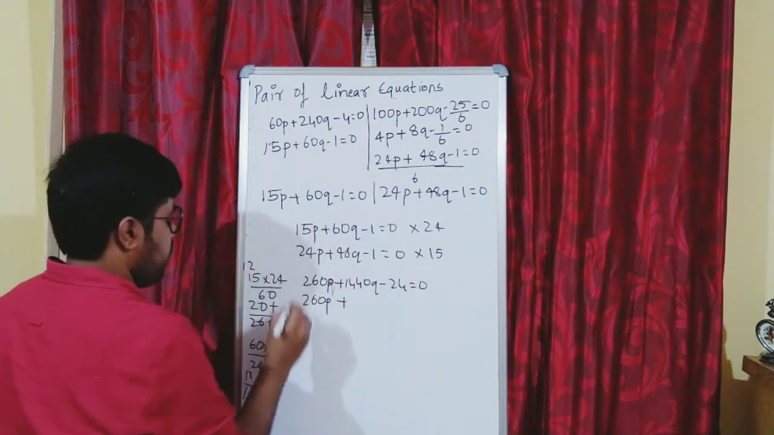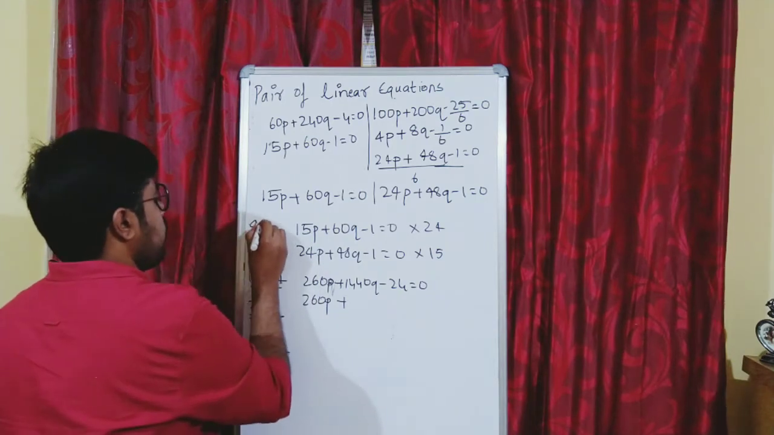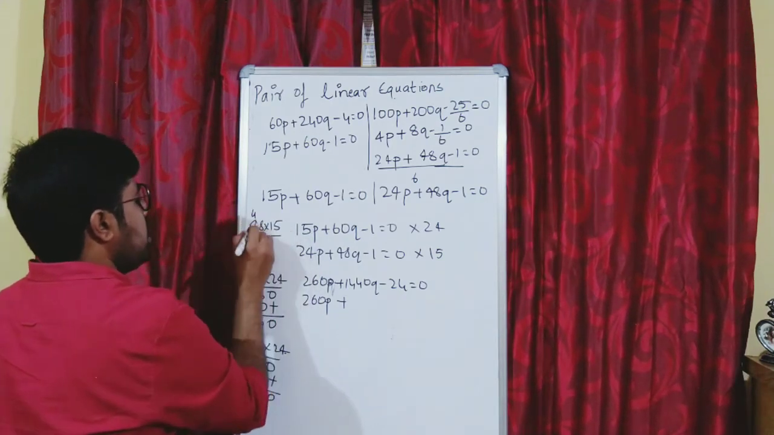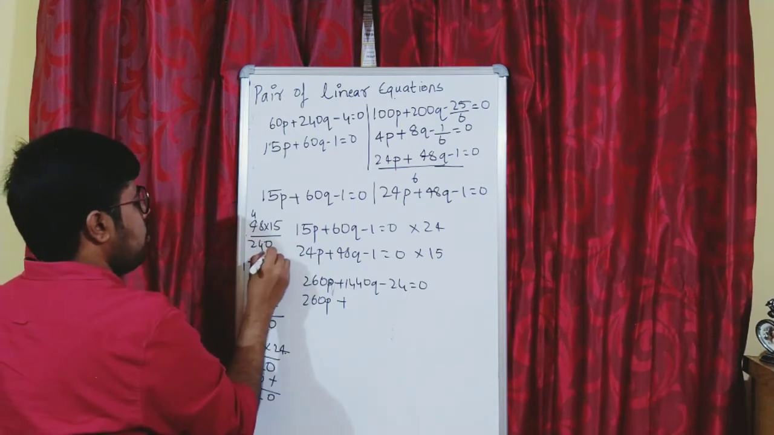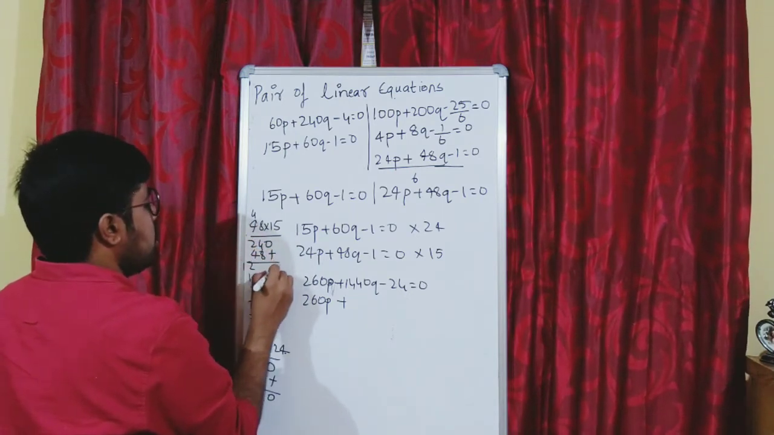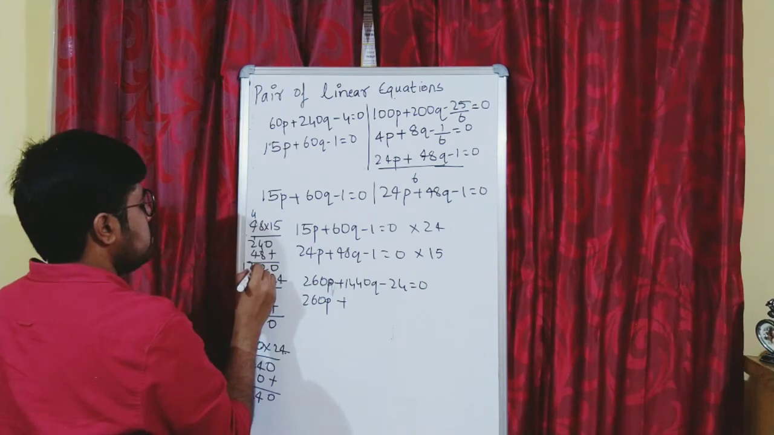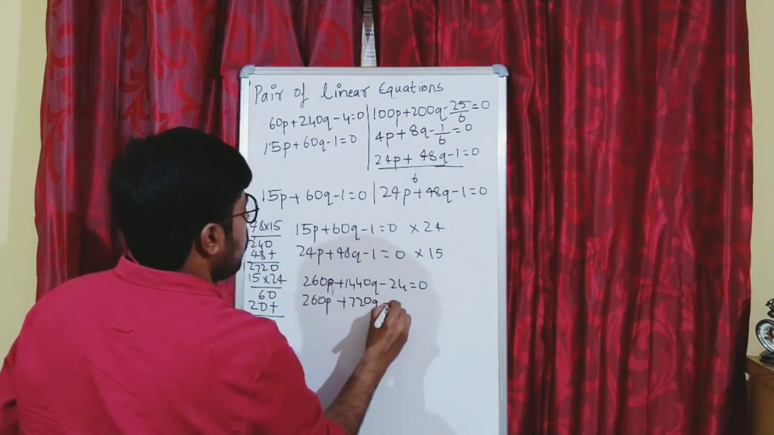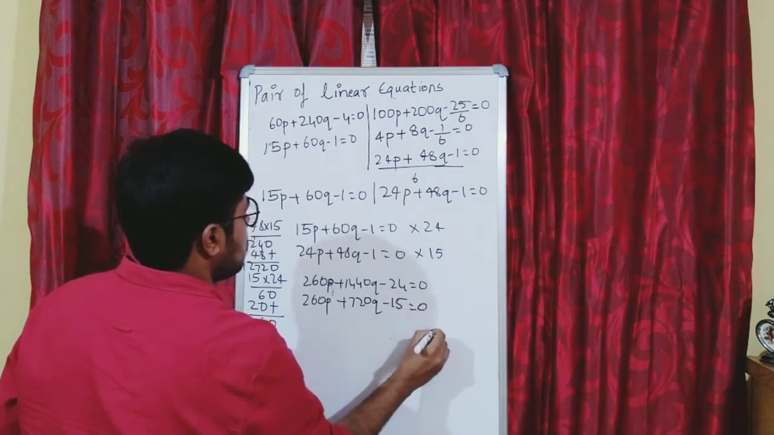Now 48 into 15. What is 48 into 15? Quickly solve 48 into 15. It becomes 720, so 720q minus 15 equal to 0.